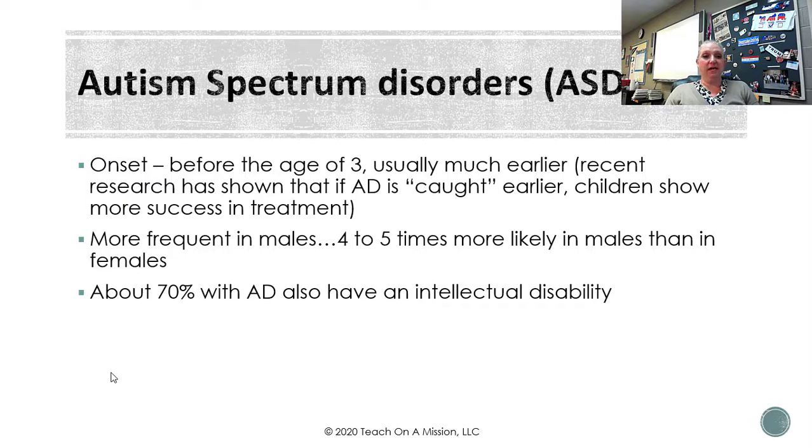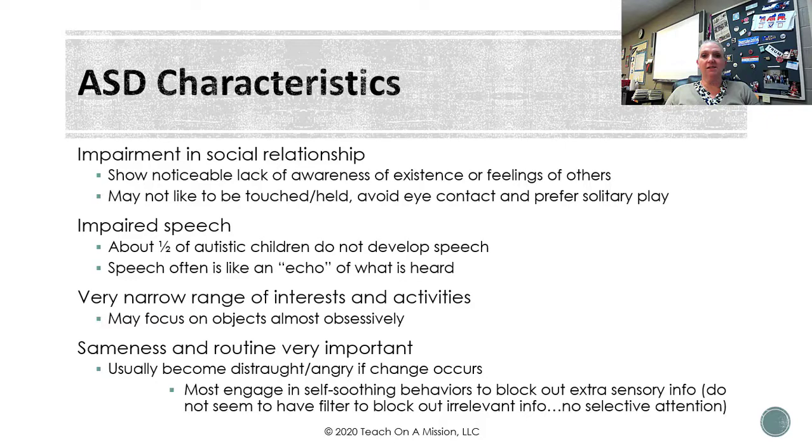Recent research has shown that if autism is caught earlier, children show more success in treatment. It is also more frequent in males, 4 to 5 times more likely in males than in females. About 70% of autism spectrum disorders also have an intellectual disability, but you need to understand that it's not always present. The reason it is not always there is because they have added Asperger's syndrome into the autism spectrum. High functioning on the spectrum tends to be Asperger's syndrome.